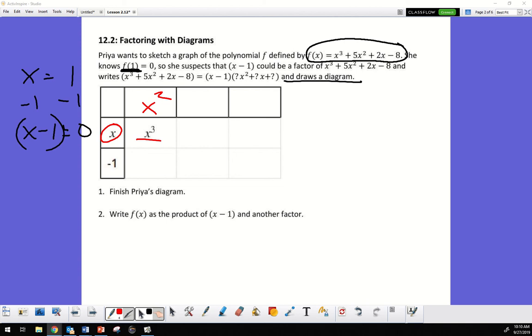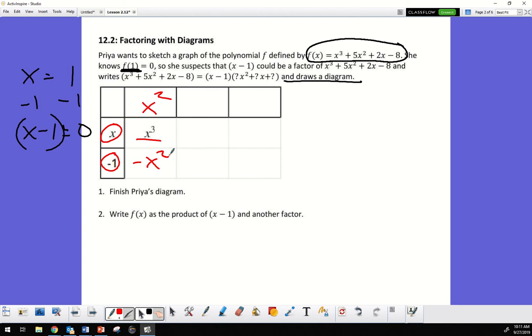Okay. All right. So where were we at? So this thing right here. So what are we going to get? So it's x squared. Now we're going down, right? Times negative 1 is? Negative x squared. Very good. As I keep going through this, are you guys seeing a pattern? This is recursive. It keeps going over and over again.